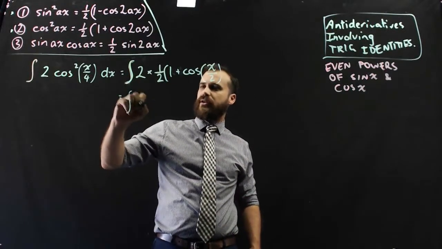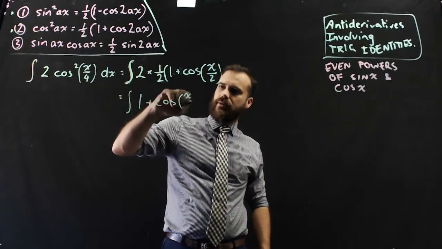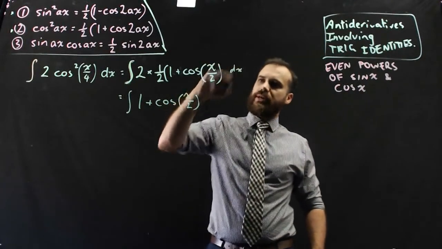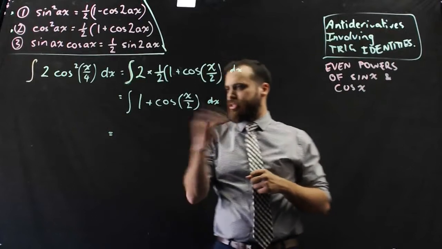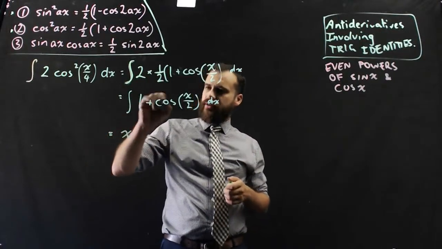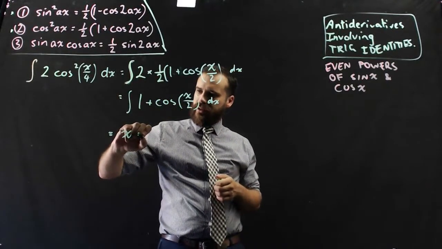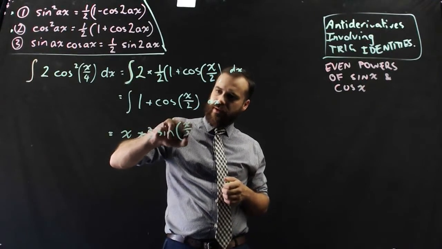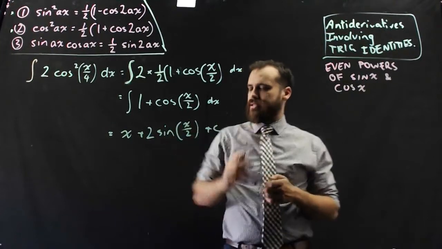So now I have the integral of 1 plus cos x on 2 with respect to x. And really simple from here, you're just anti-differentiating by rule. So that 1 becomes x. This cos x on 2, that comes out the front here. That's going to be plus 2 sine x on 2 plus c.